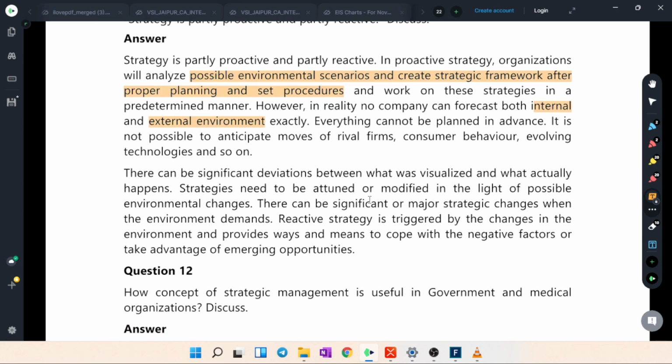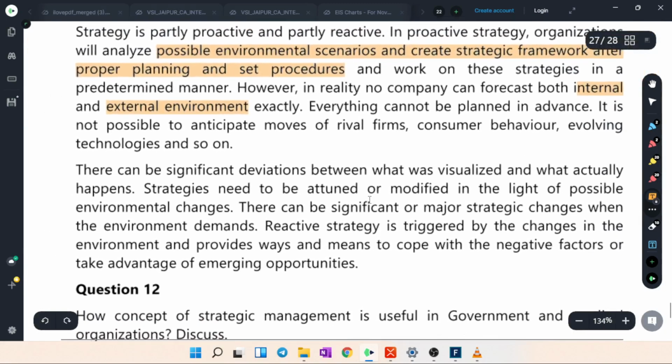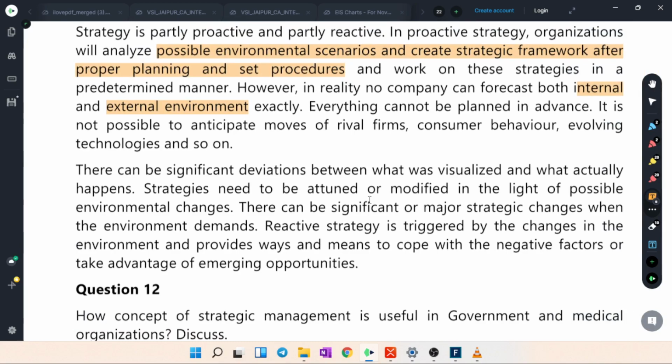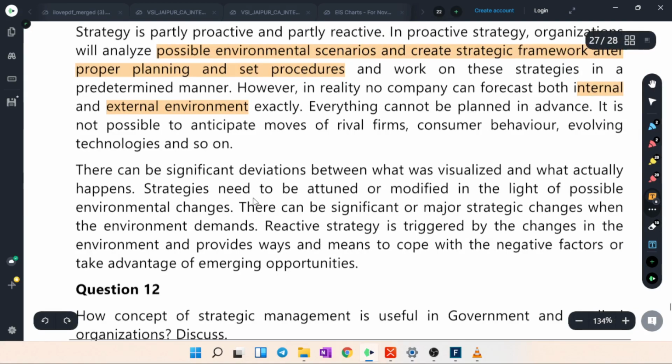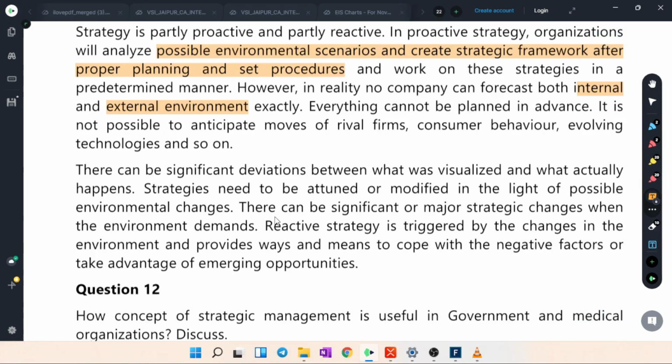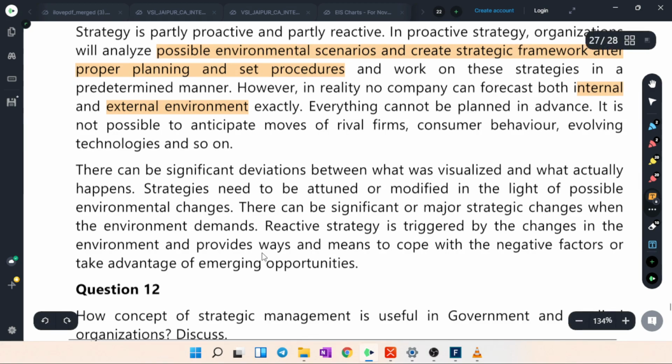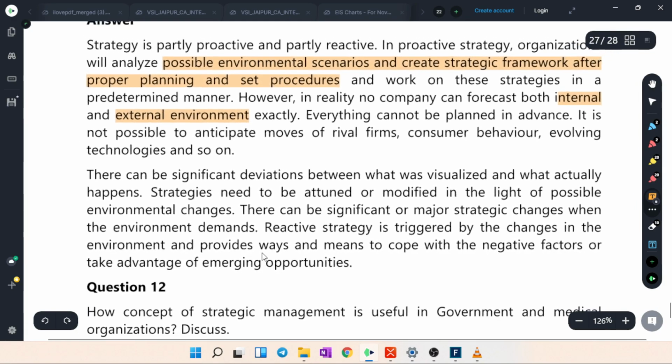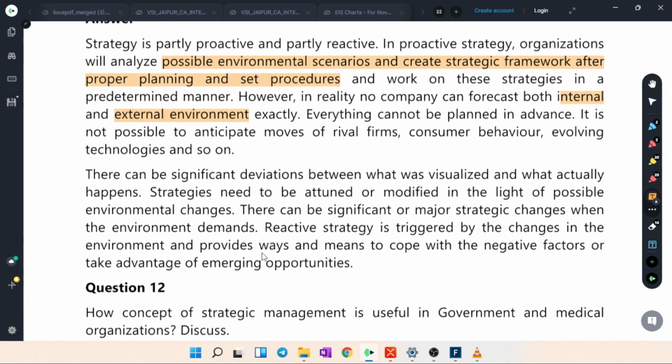There can be significant deviations between what was visualized and what actually happens. Strategies need to be attuned or modified in the light of possible environmental changes. There can be significant or major strategic changes when the environment demands. Reactive strategy is triggered by the changes in the environment and provides ways and means to cope with the negative factors or take advantage of the emerging opportunities.